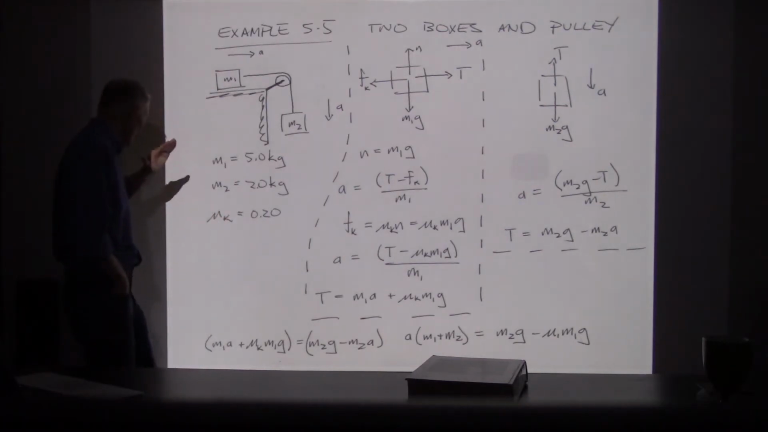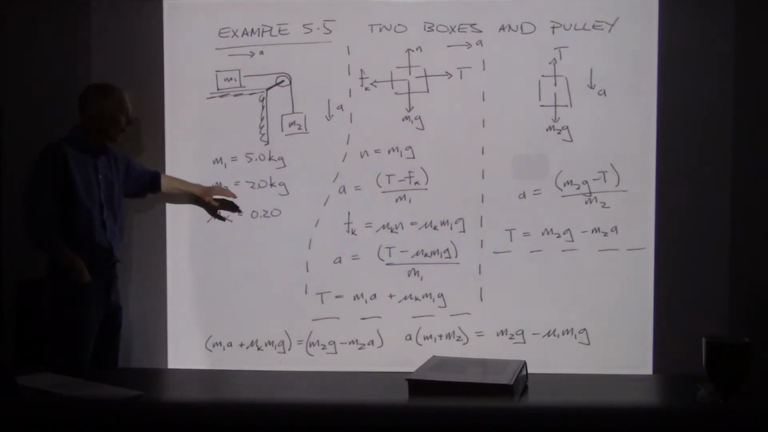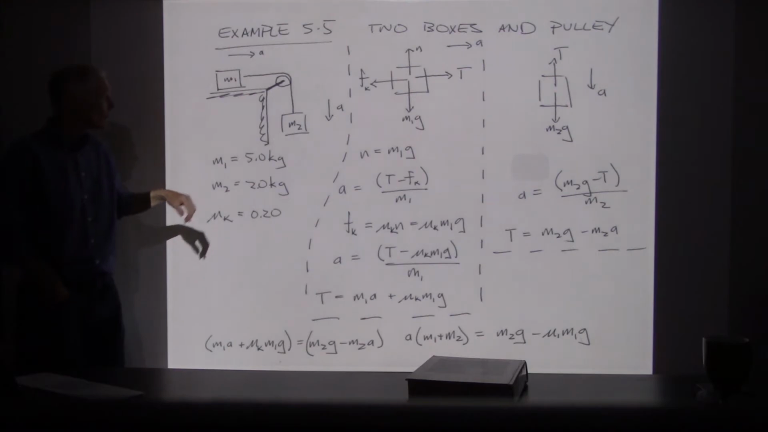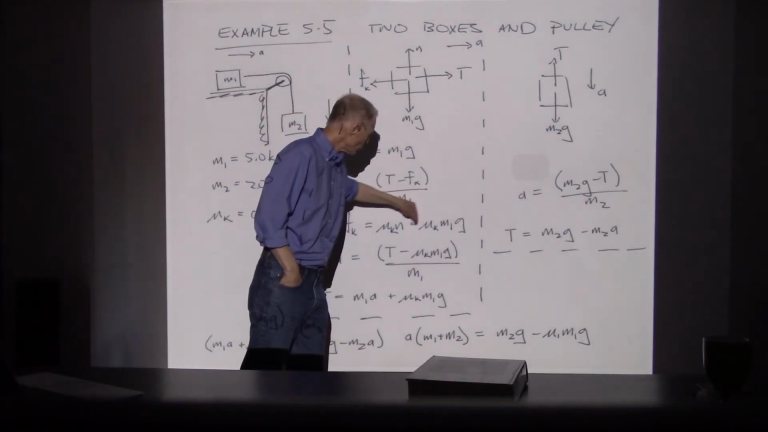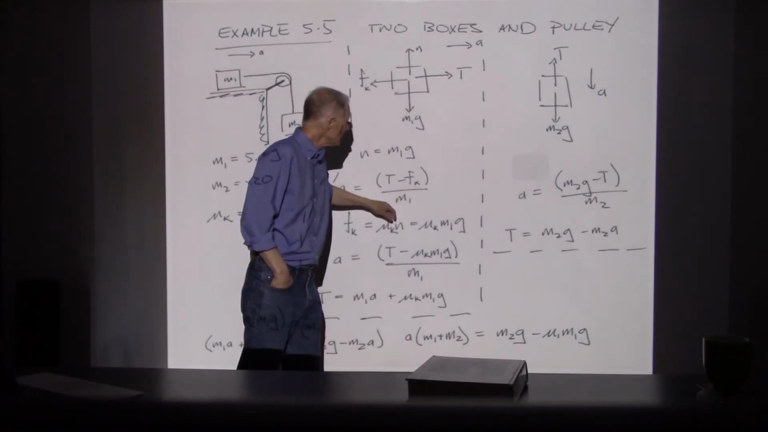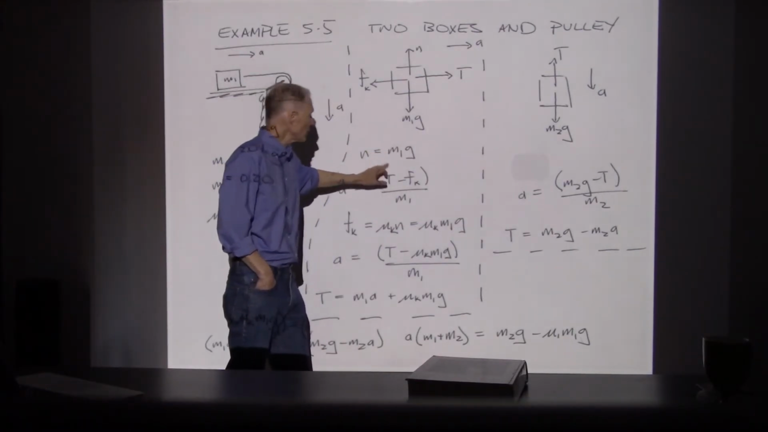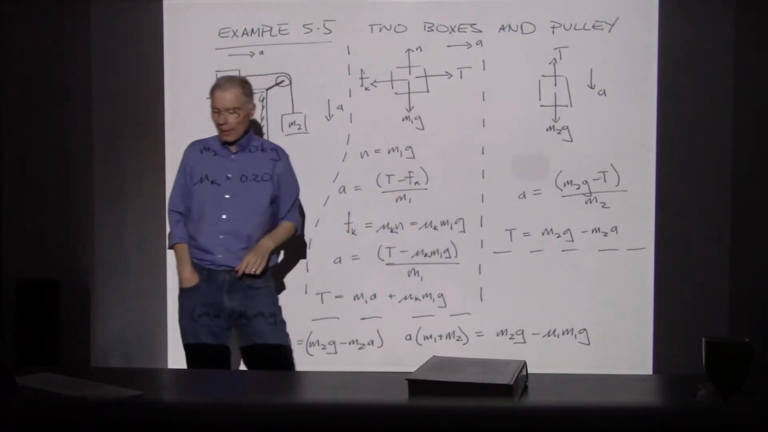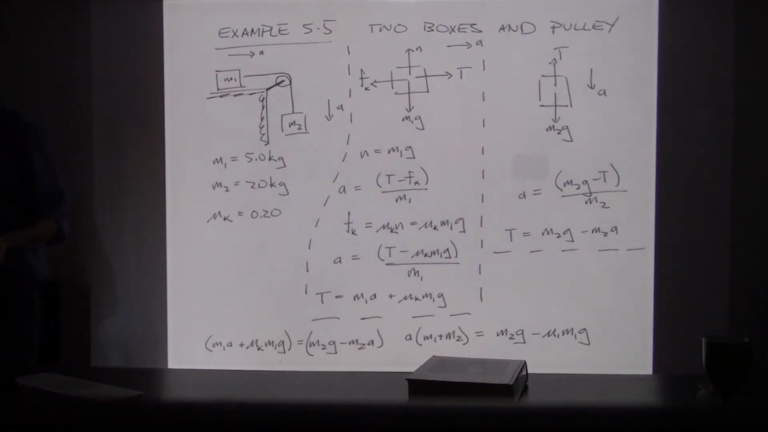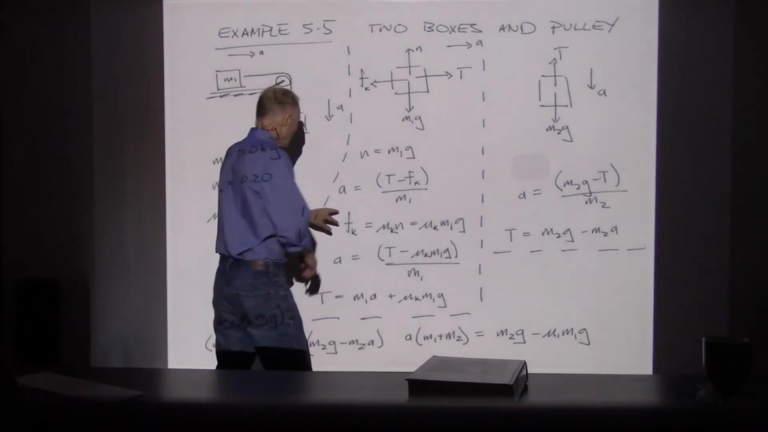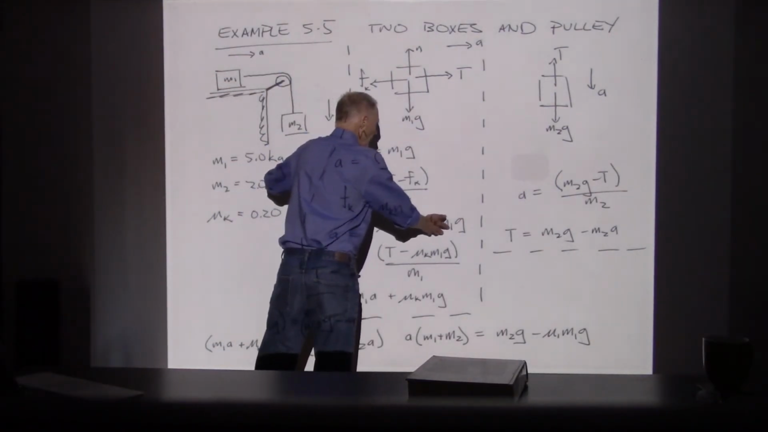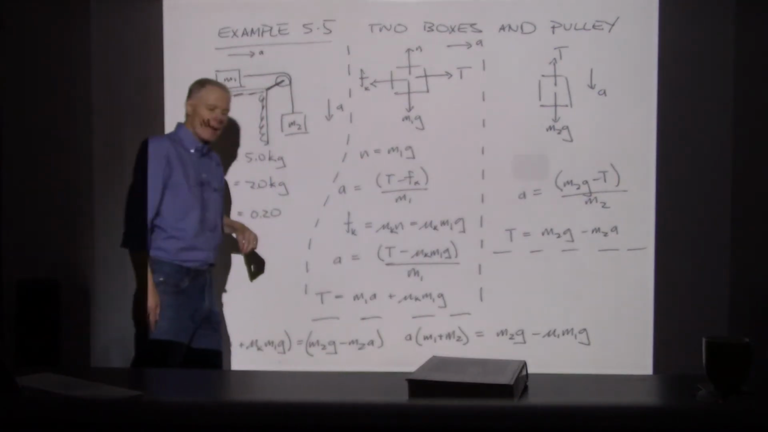Now in the problem, they gave us a mu sub k, so I'm going to use it by writing my frictional force in terms of mu sub k times N. Now N is equal to m1g, so I can replace that. The frictional force can be directly related to the normal force, which is directly related to the gravitational force. So my frictional force can be written as a coefficient times m times g.